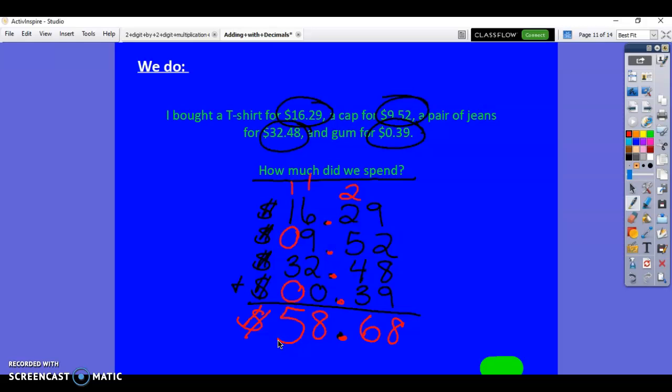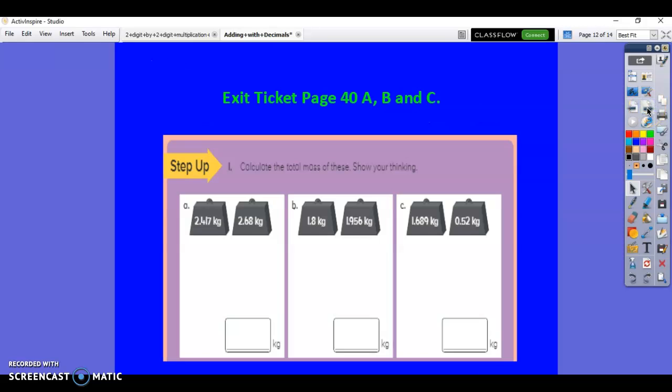$58.68. Let's check to see if our math is correct. $58.68. Awesome. Check your work. If you did it wrong, make sure you fix it. All right. Here is our exit ticket. And again, work on these and let's check to make sure.